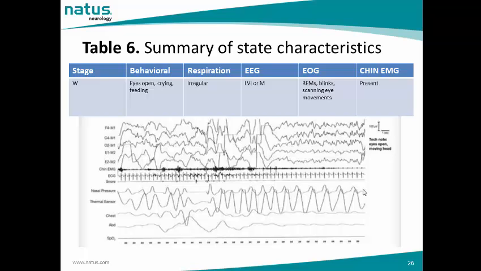When the EEG shows low voltage activities or mixed patterns. Based on the EOG, it can be characterized by the presence of the reading eye movements, blinks, scanning eye movements, and the chin tone is present.